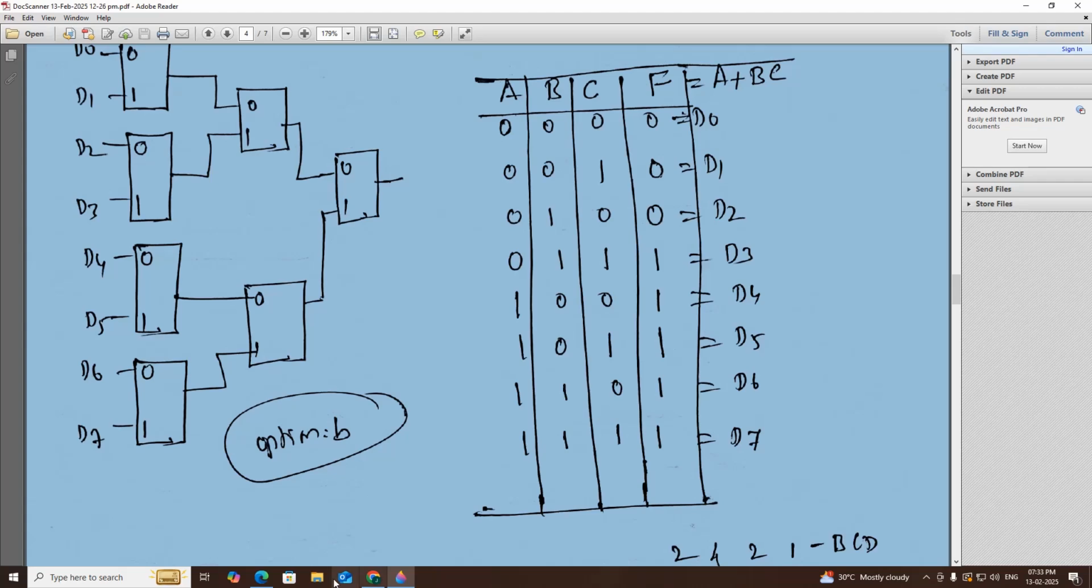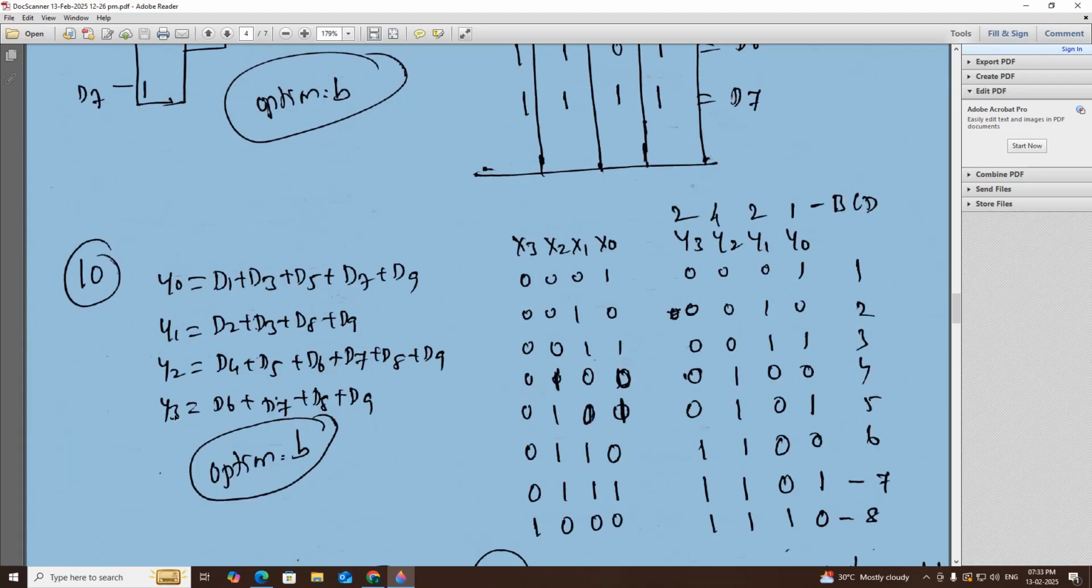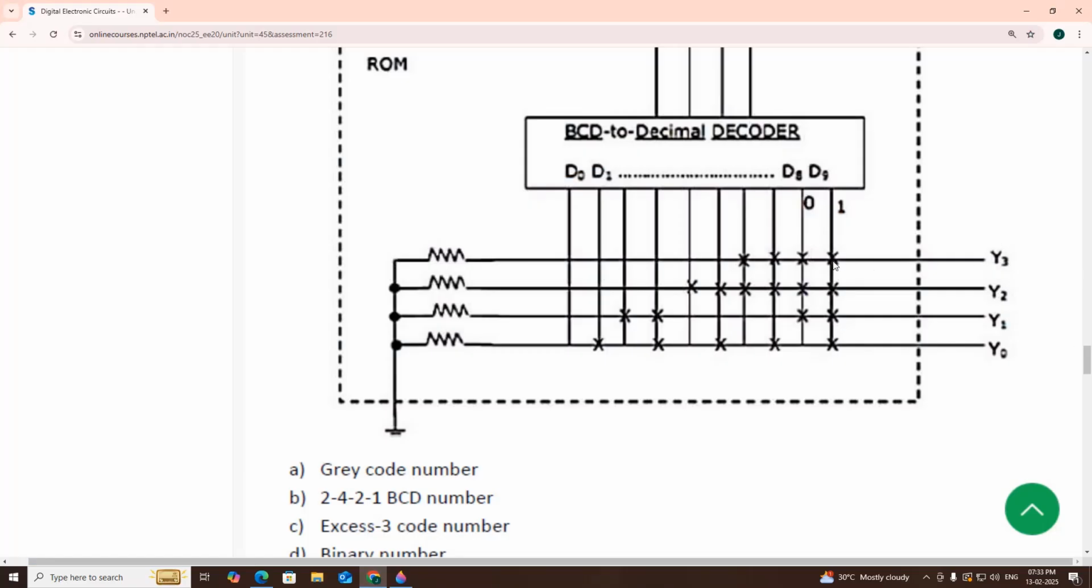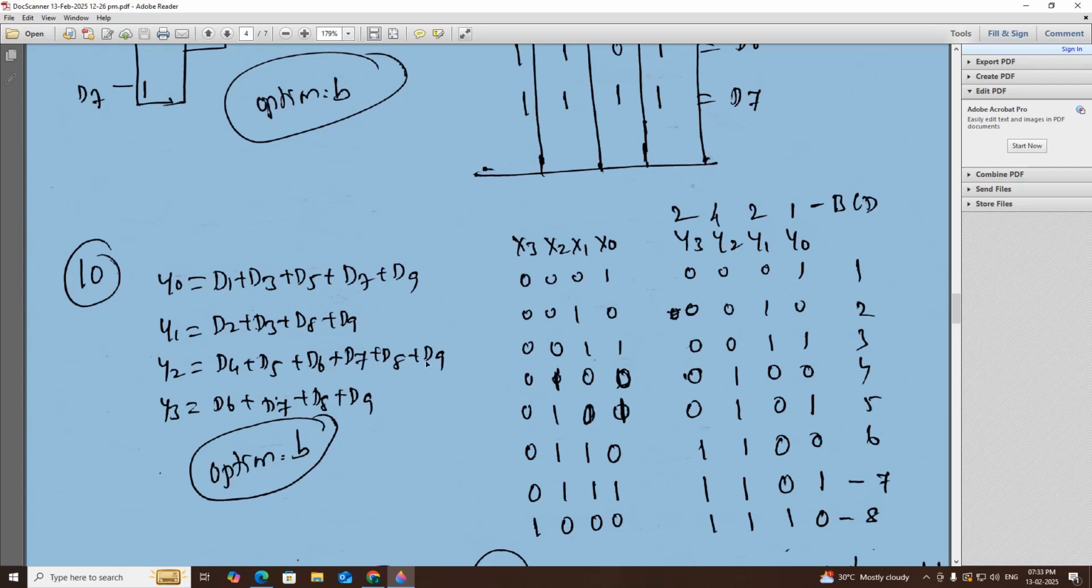So you can see here the expression for Y3 is D9, D8, D7, D6. Similarly for Y2 it is D9, D8, D7, D6, D5, D4. Similarly for Y1 and Y0 we can find the expression from the figure. So once you find out the expression, now we'll consider the input combination x0, x1, x2, x3.